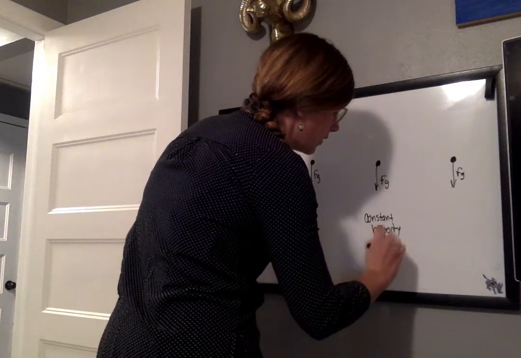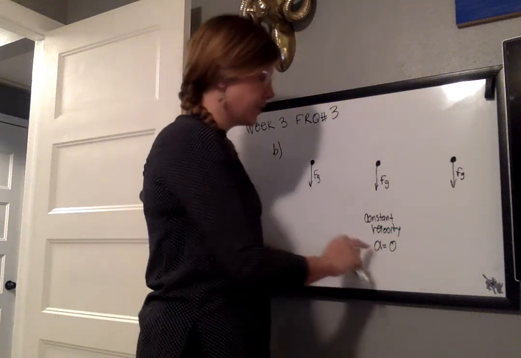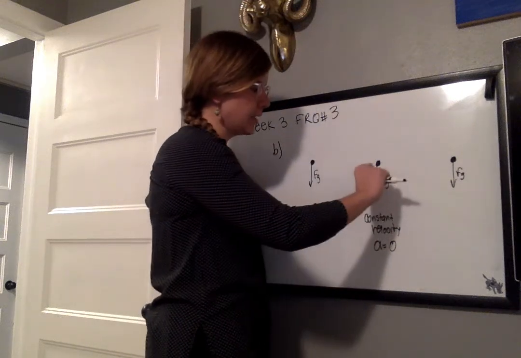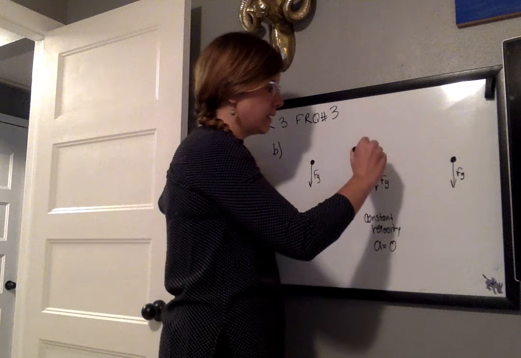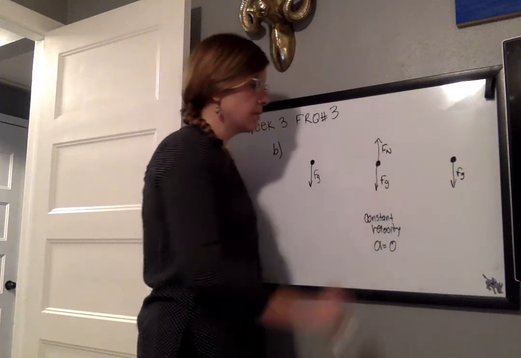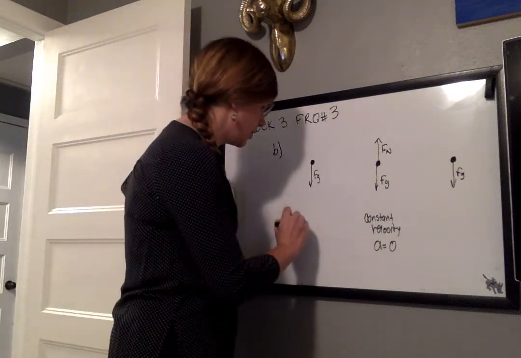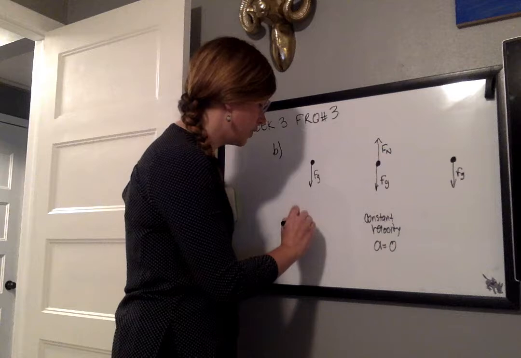So that means your acceleration is equal to 0. That means your net force is also equal to 0. So that means this force has to be equal and opposite to your other force. So these arrows are equal and opposite. Cool story.